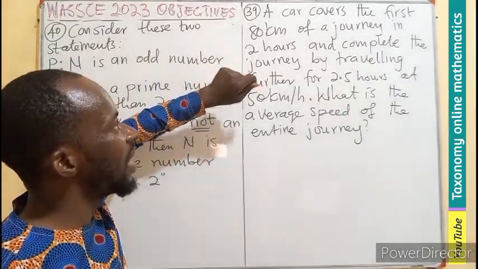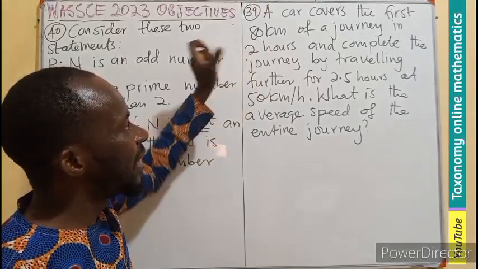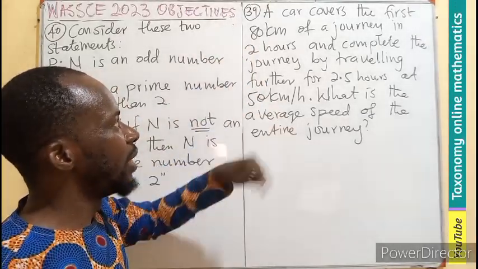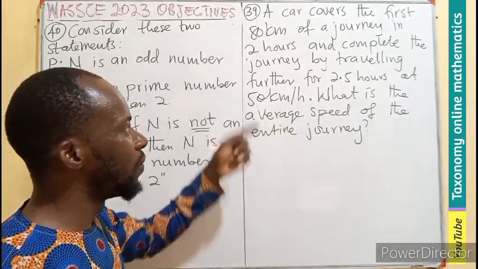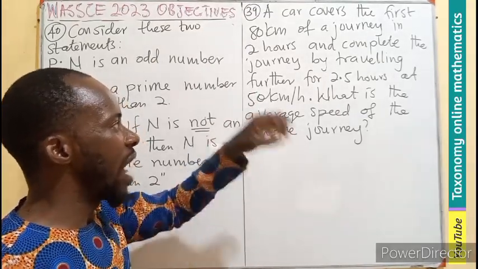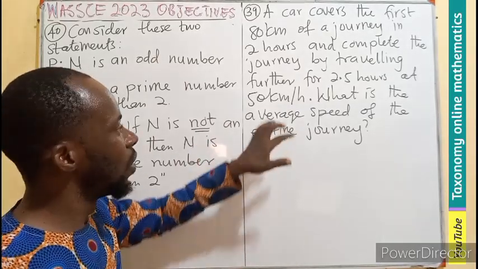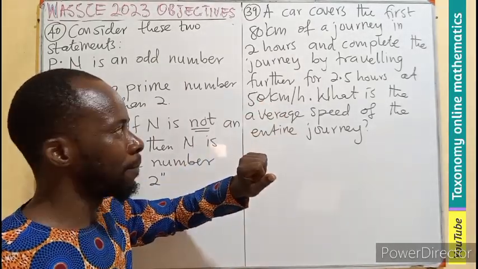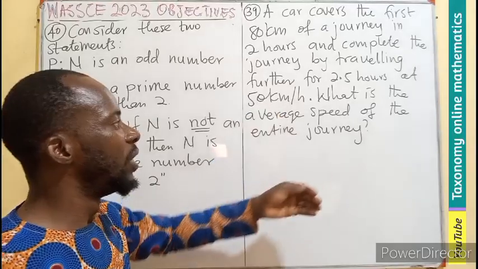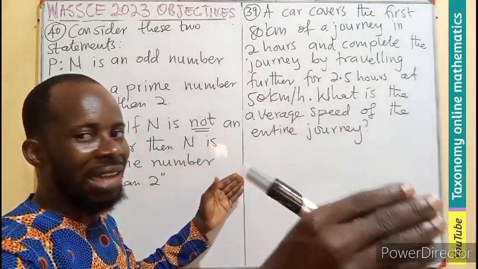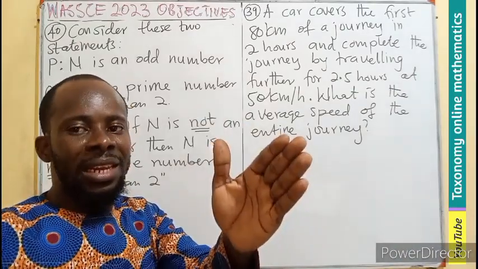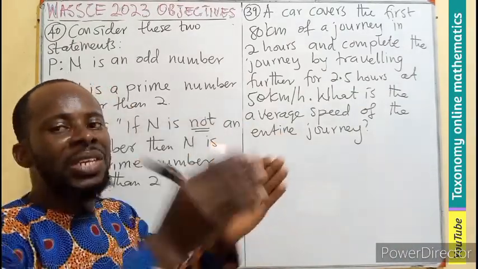A car covers the first 80 kilometers of a journey in 2 hours and completes the journey by traveling further for 2.5 hours at an average speed of 50 kilometers per hour. What is the average speed of the entire journey? So we know the first journey has a speed, the second journey we have a speed, so we are looking for the entire journey.